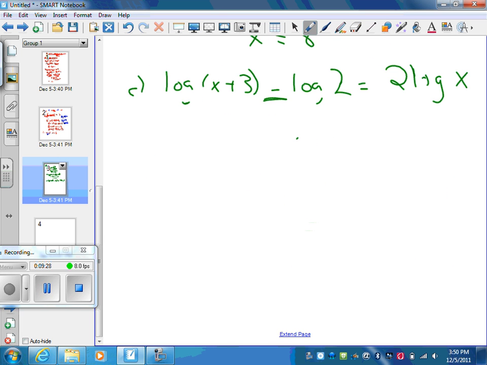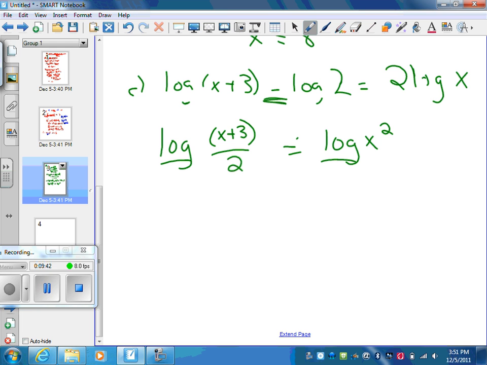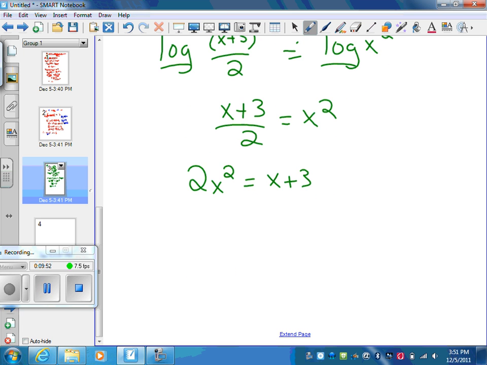Okay, let's try this one. Here I have subtracting, so using log laws, I know that this is the same as log of x plus 3 divided by 2, which is equal to log x squared. Because I have the same base, I can say x plus 3 divided by 2 is equal to x squared. Cross multiplying, I get 2x squared is equal to x plus 3. Bringing everything to one side, 2x squared minus x minus 3 is equal to 0.